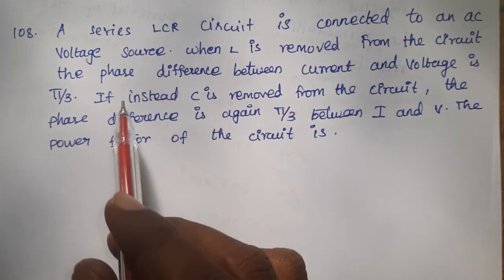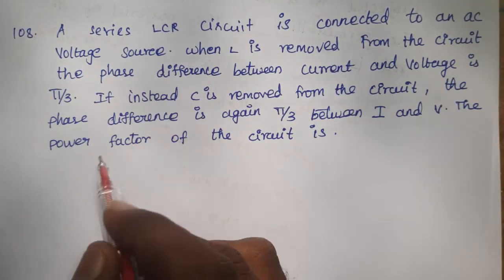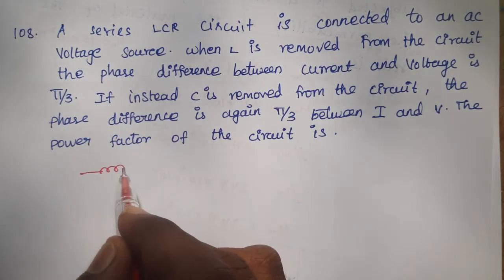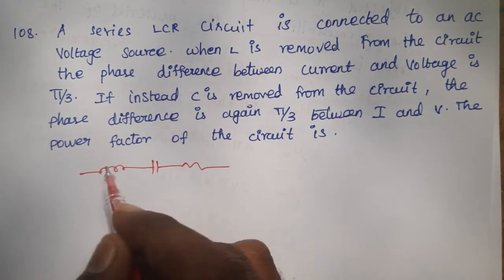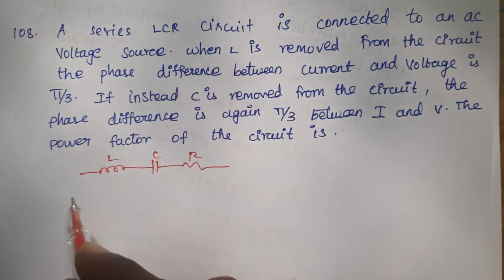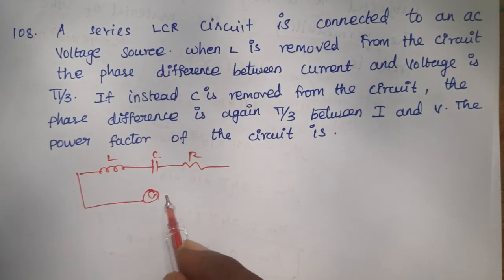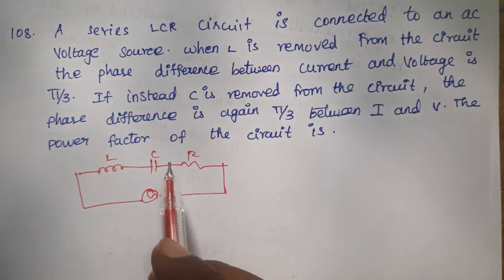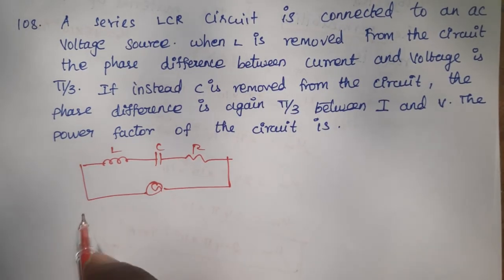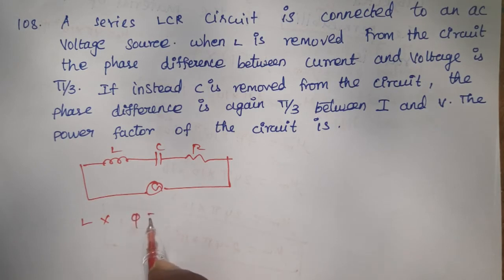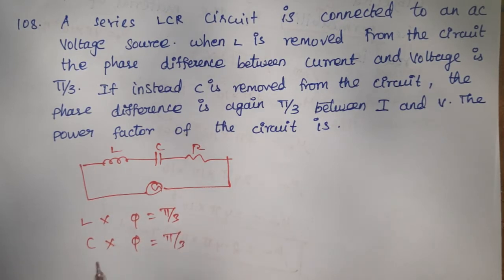Next question number 108. A series LCR circuit is connected to an AC voltage source. So this is inductor, capacitor and resistor. This is a series LCR circuit connected to an AC voltage source. When L is removed, the phase difference between current and voltage is pi by 3. When C is removed, the capacitor is removed, the phase difference again is pi by 3. Now what is the power factor of the circuit? Power factor is nothing but cos phi. We have to find out cos phi of the circuit.